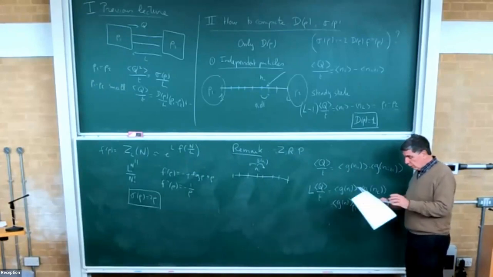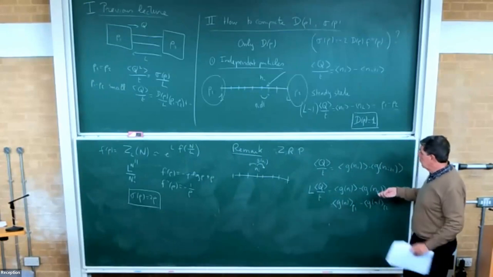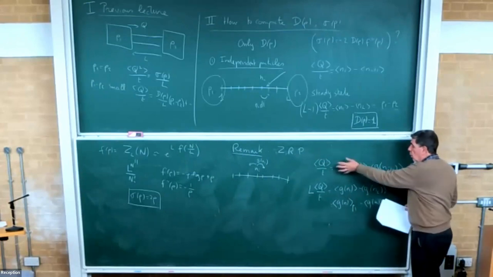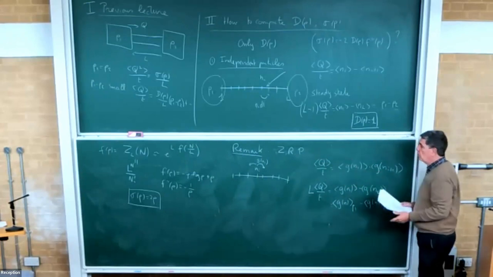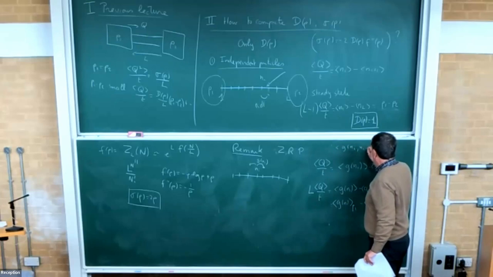Okay, so there is another very interesting thing. In fact, there are lots of situations where the current can be written as a difference. It could be N_i, say N_i plus 1, N_i plus 2, or N_i minus 1.